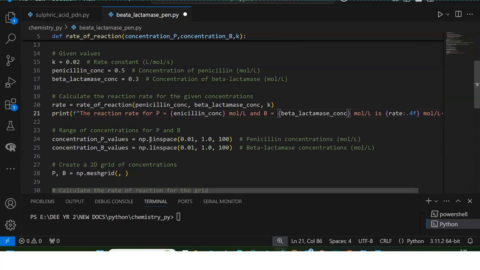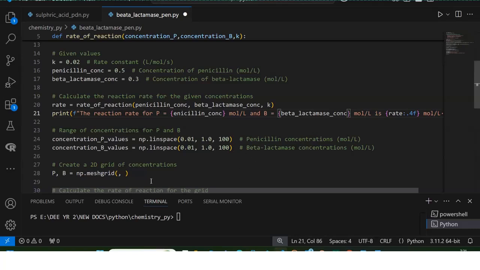We are just going to use the np.linspace function to have values ranging from 0.01 to 1.0, and those are supposed to be 100 data points. For the concentration of beta-lactamase, also 0.01 to 1.0, also with 100 data points.